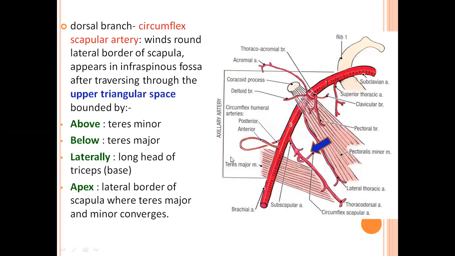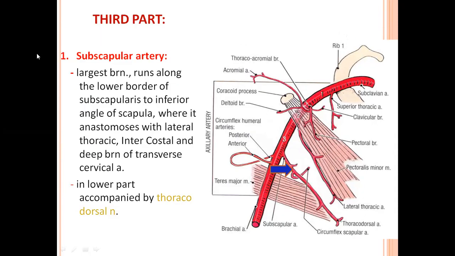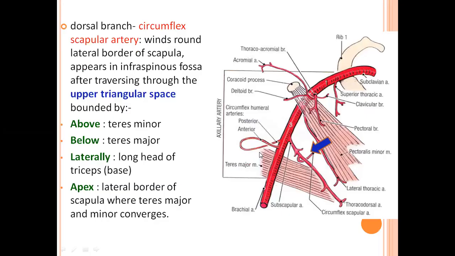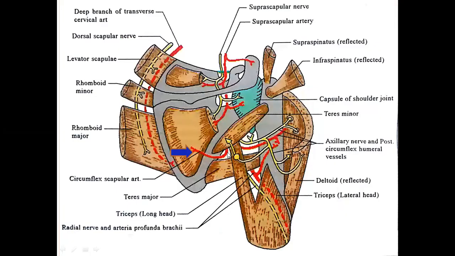This whole thing is the subscapular artery, isn't it? We are continuing the subscapular artery only. The subscapular artery gives one branch again, which winds and goes behind. This is called the circumflex scapular artery. It winds around the lateral border of the scapula and appears in the infraspinous fossa, that means below the spine of the scapula. This triangular space I will discuss in the next class. It is anyhow a separate lecture.